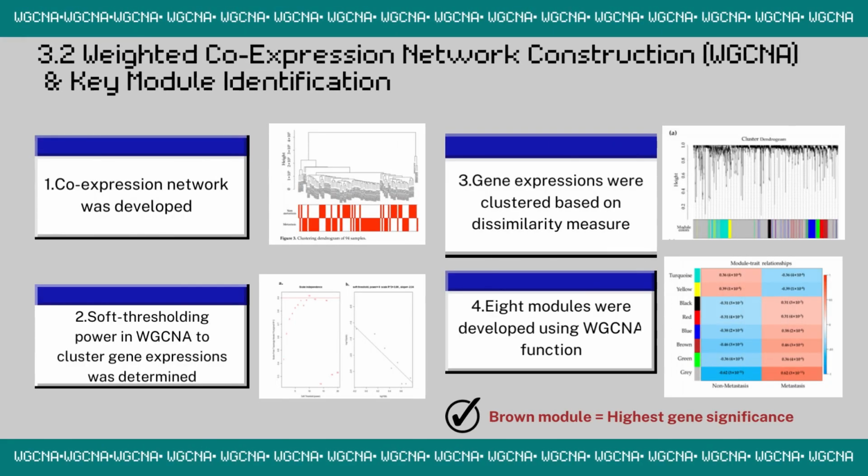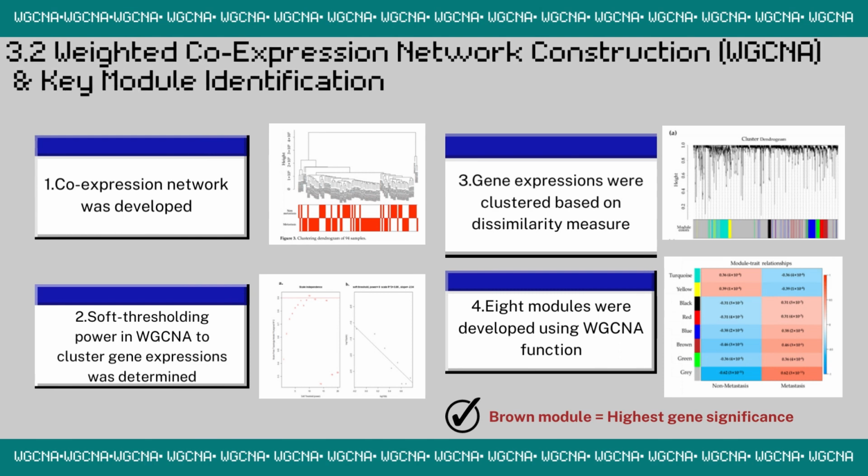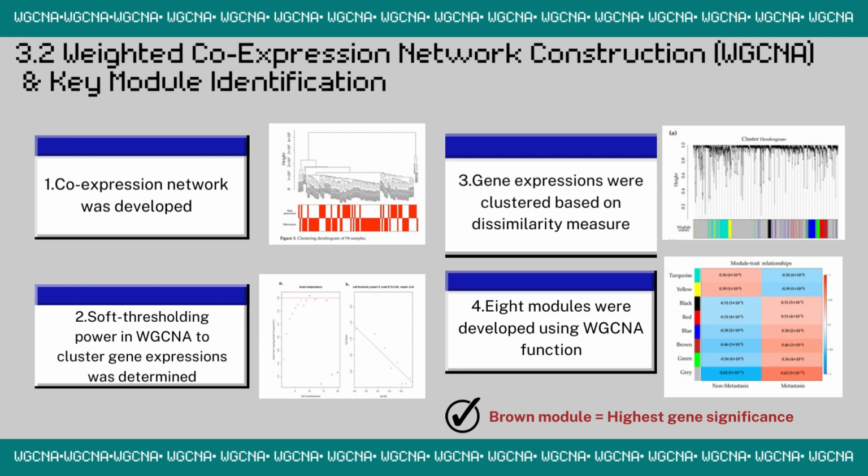As for the WGCNA and key model identification, there were 4 key steps done in order to determine the best module to be used. Firstly, a co-expression network was developed. This is visualized by the dendrogram clustering the 94 samples. Secondly, the soft-thresholding power in WGCNA was determined. The scale-free fit index and analysis of mean connectivity of the soft-thresholding power is shown in the graph.